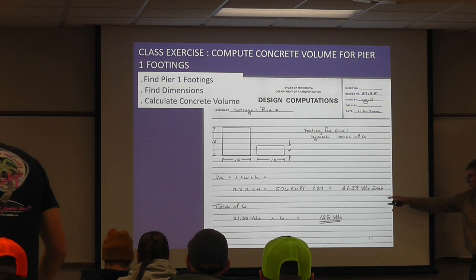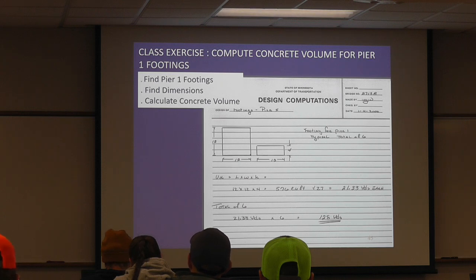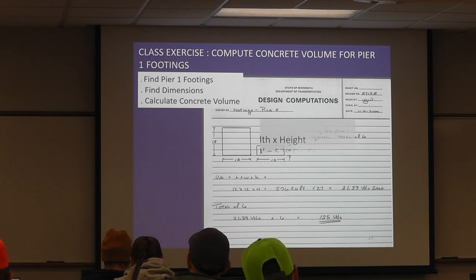This one shows 576 cubic feet per. Divided by 27 is 21 cubic yards each. There's a total of 6 of them, so 128. So that is good. Everybody get that? Pretty basic math.